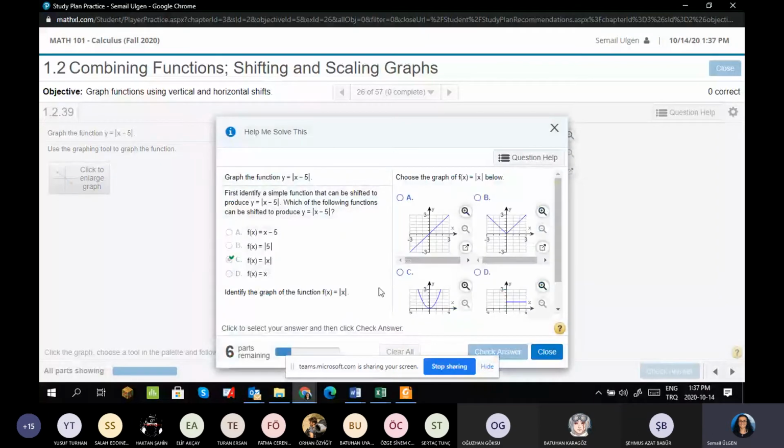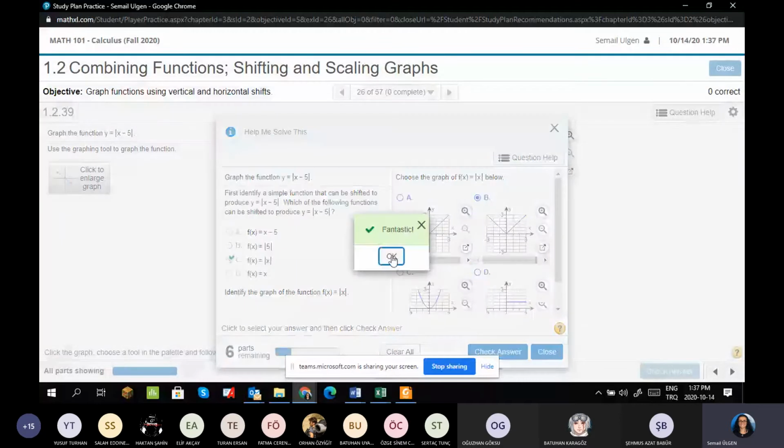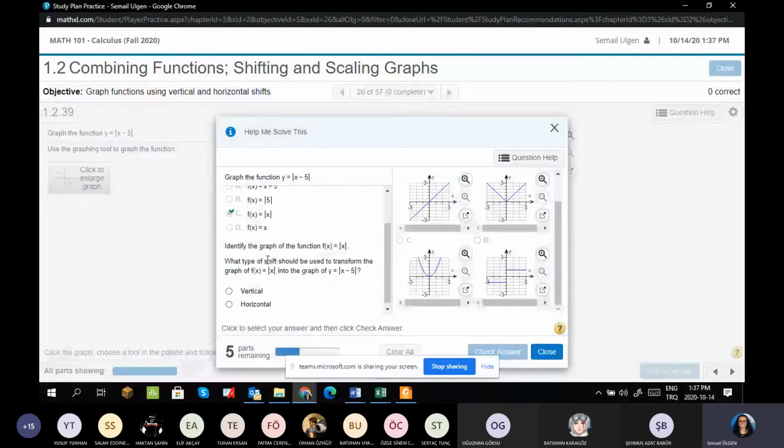And then next step, identify the graph of the function f of x, absolute value of x. So it is asking you a question. Which one is absolute value of x? You guys know it's the V-shaped, right? So I'm going to just click on there, and then let's check the answer. Okay, it's fantastic. What is next? We identify what type of shift should be used to transform the graph of absolute value of x into the graph of y is equal to absolute value of x minus 5.